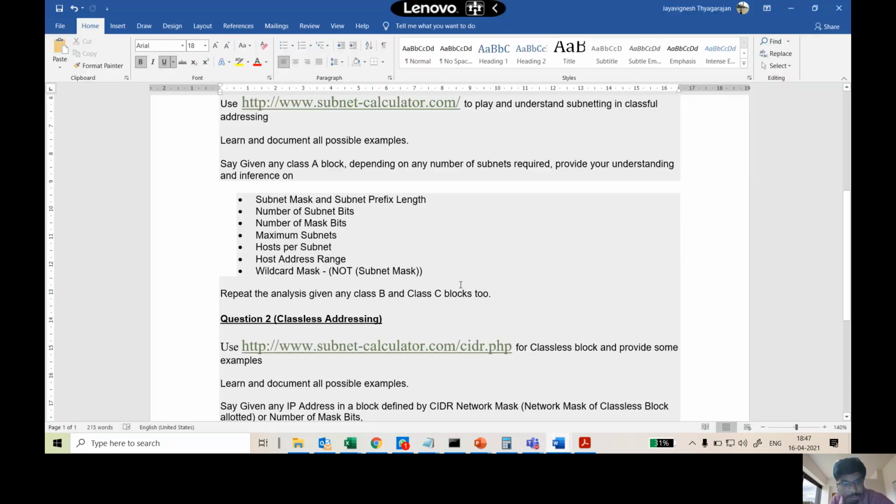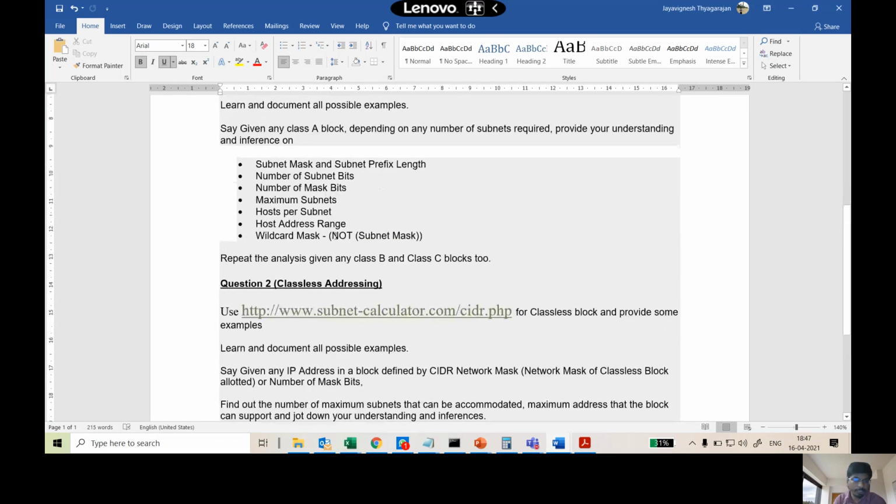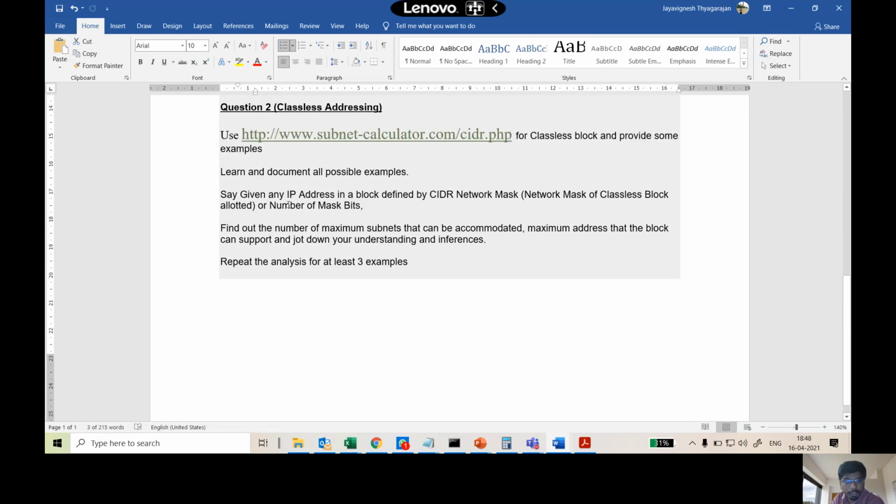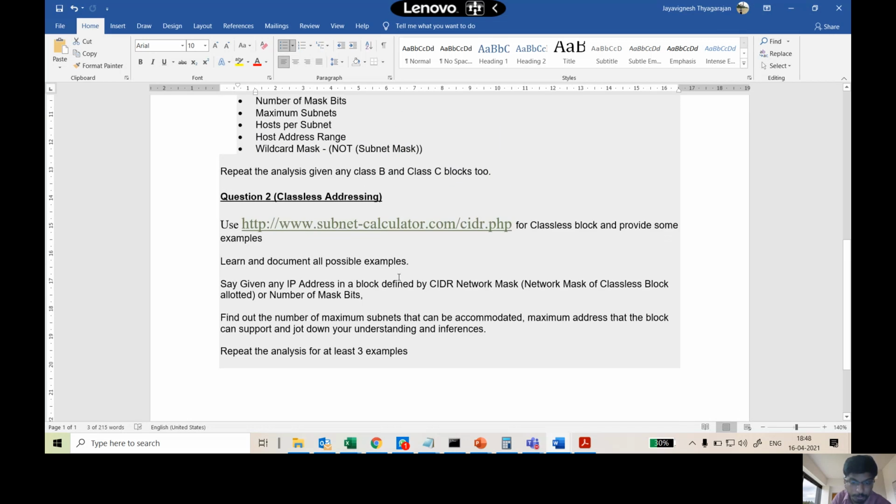I've given you a digital assignment based on understanding all these values, right? Given a classful block, you could take a class A block, and depending on the number of subnets required, provide your understanding and inference on the subnet mask, subnet prefix length, the number of subnet bits taken, the total number of mask bits, maximum subnets, and hosts per subnet that you can have. Similarly for classless, given any IP address in a block defined by the CIDR network mask, find out the maximum number of subnets that can be accommodated, the maximum addresses the block can support, and all this, right? So this is something you can play around with, along with the calculations that you do.